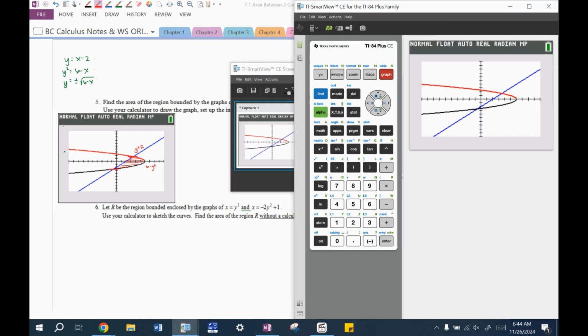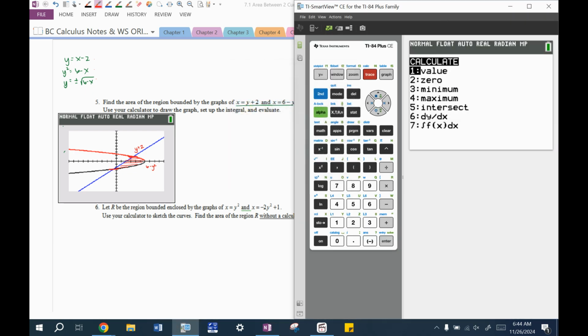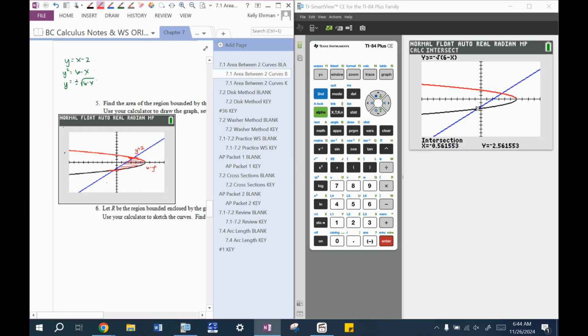So onto your calculator, you can do second trace intersect. First curve is blue. Second curve is red. That's going to find this intersection point. I want to hop it down to the one in black. So that's the second curve I want. Enter, enter. So don't round this. Let me split screen here. I'm just going to write this down. This is negative 2.561553. That's going to be our A value.